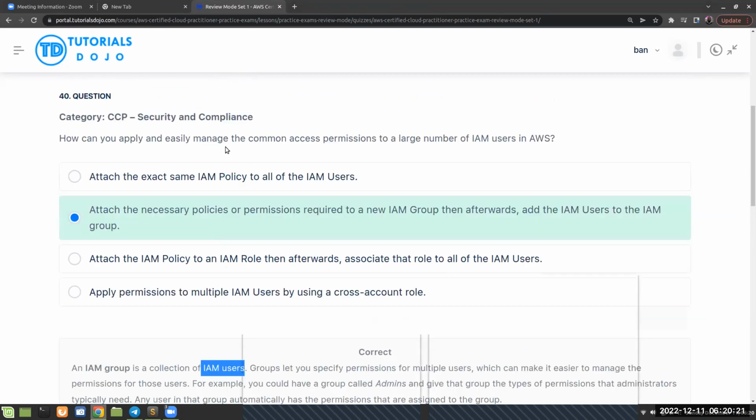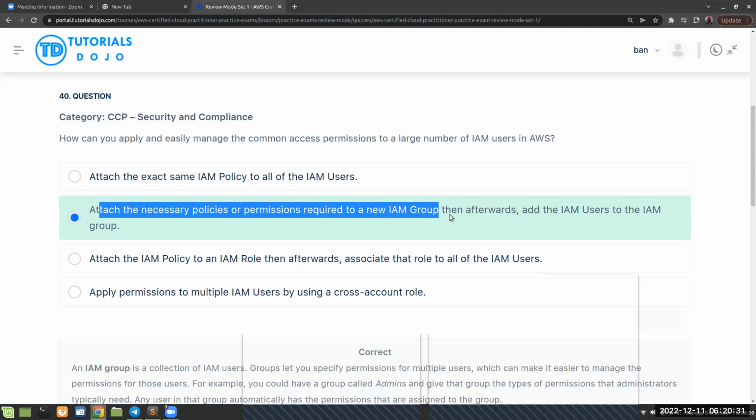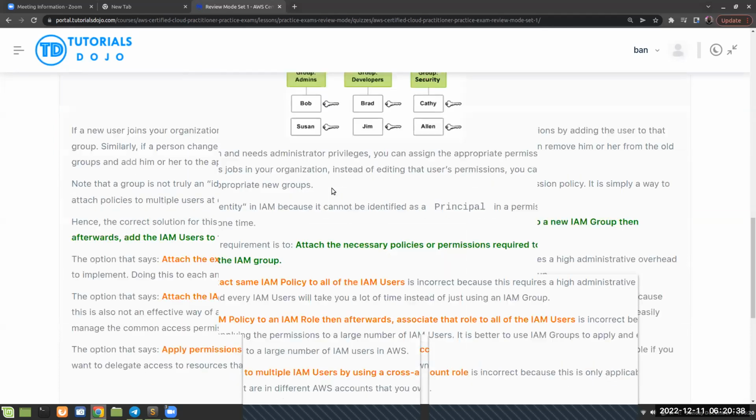So your question was how to manage common access permissions for a large number of IAM users. You attach the necessary policies or permissions to a new IAM group, and then if you add users to that IAM group, they'll inherit it.